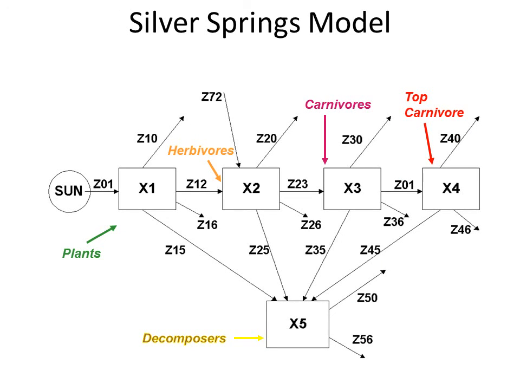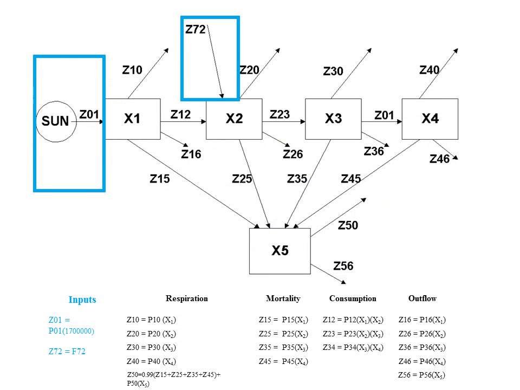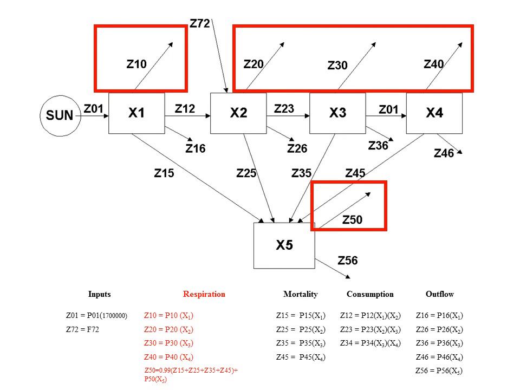Here is the model. The trophic levels are pointed out on this slide. For example, X5 represents decomposers. This is what the model looks like in Excel. The inputs to this system occur when the sun provides energy to plants in X1 and where humans provide bread to herbivores in X2. Here are the respiration outputs from all these compartments.